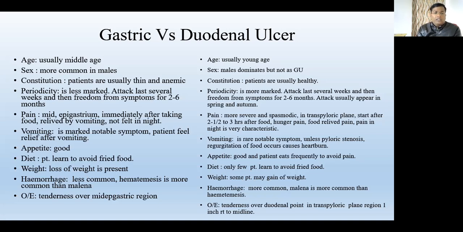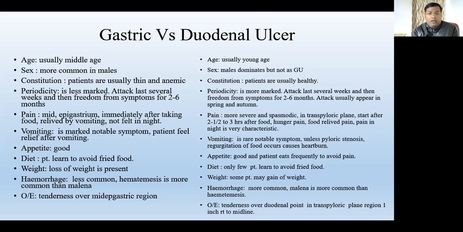The patient with gastric ulcers, over a long time, is afraid to take food because whenever the patient takes food, the pain starts. While in the duodenal ulcer, the patient loves to take food because when the stomach is empty, the pain starts. That's why patients continuously try to eat.